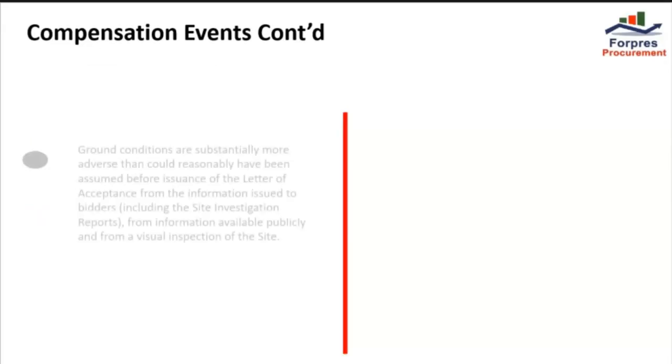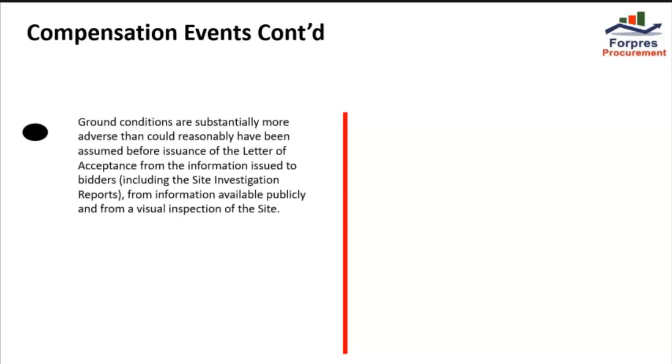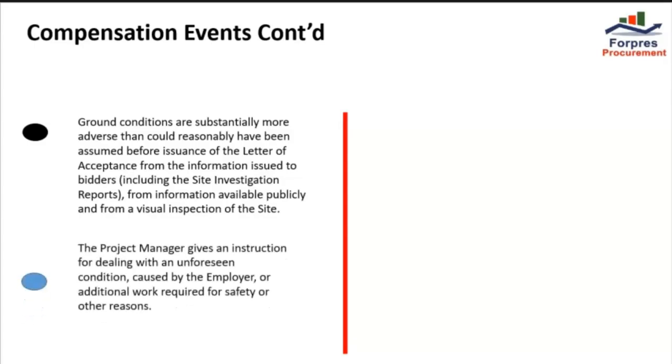Number six, when ground conditions are substantially more adverse than could reasonably have been assumed before issuance of letter of acceptance from the information issued to bidders, including the site investigation report, from information available publicly, and from a visual inspection of the site. Number seven is when the project manager gives an instruction for dealing with an unforeseen condition caused by employer or additional work required for safety or other reasons.